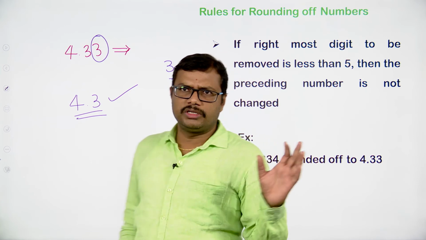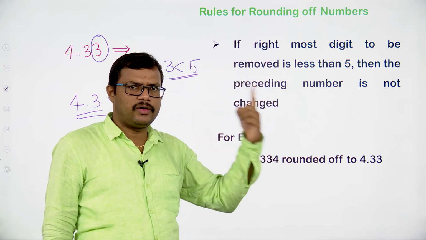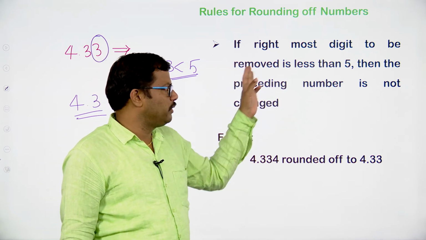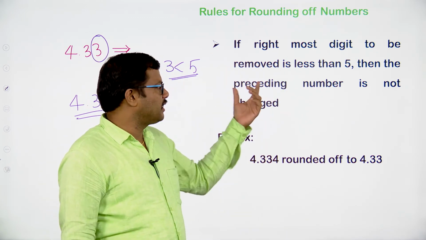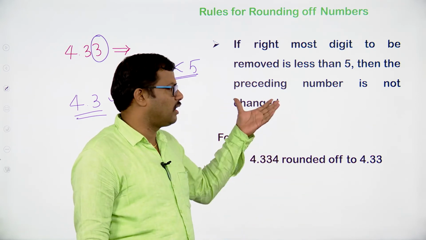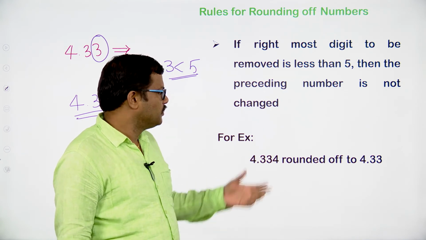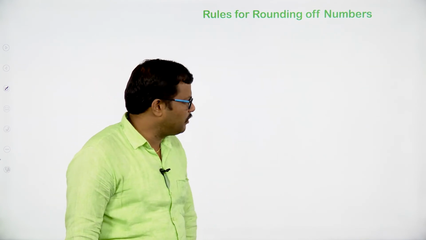So if the rightmost digit to be removed is greater than 5, we are increasing the preceding number by 1. If the rightmost digit to be removed is less than 5, in that case we are keeping the preceding number as it is and we are not changing the number at all. Okay. So this is how we are going to round off the number.